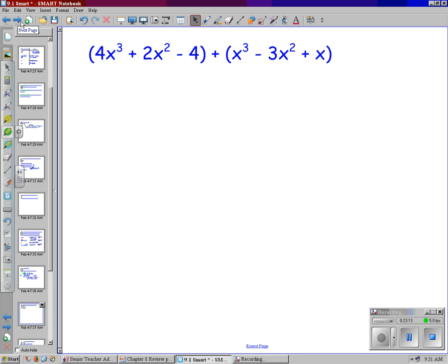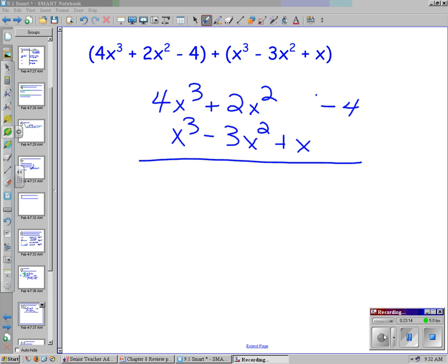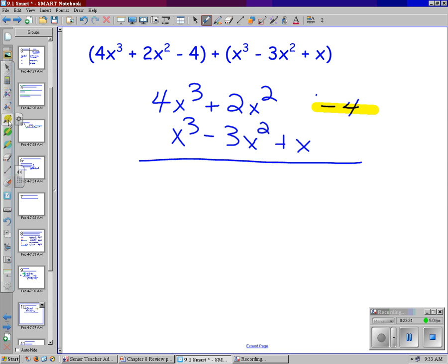Why don't you put this one together? When you start adding, be very careful to look at what your degrees are as you're going along, and have things in order for yourself. Notice that I put this minus 4 over here a little ways because it was a constant, because I had a positive x sitting there that I needed to get lined up.